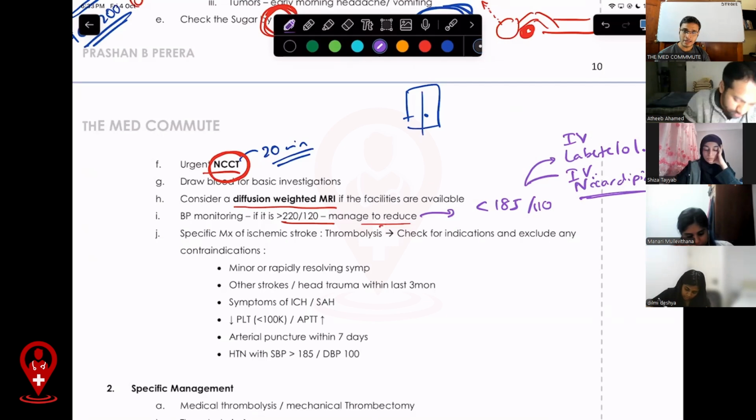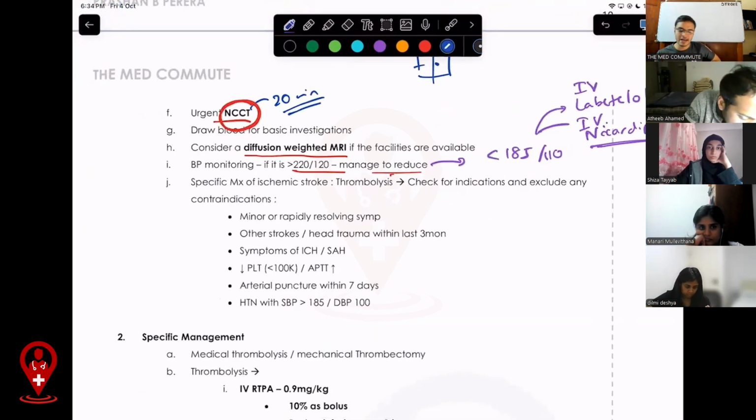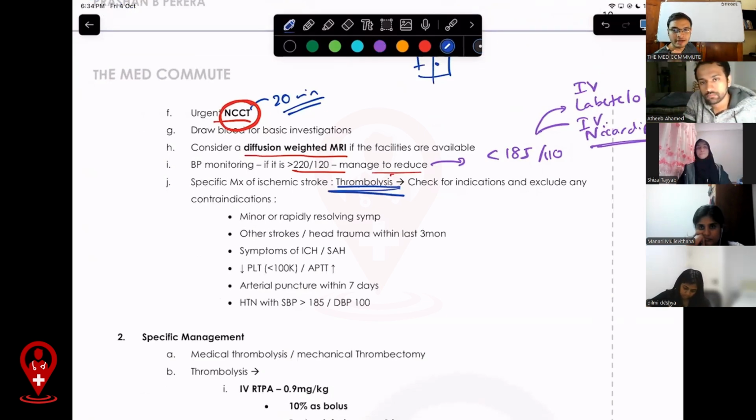Then, what else? Then we come to the specific management of stroke. Now, this is very similar, with some subtle differences, to last week's class on ischemic heart disease. We talked about the management of acute MIs, where we also talked about thrombolysis. Here also, our primary mainstay of management is thrombolysis. For this thrombolysis, like in the last class, we are going to use RTPA, recombinant tissue plasminogen activator. But before we can start the patient on thrombolysis, we have to check if he has the indications. He should have the indications for you to start.